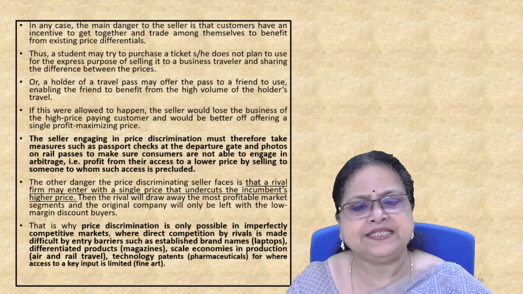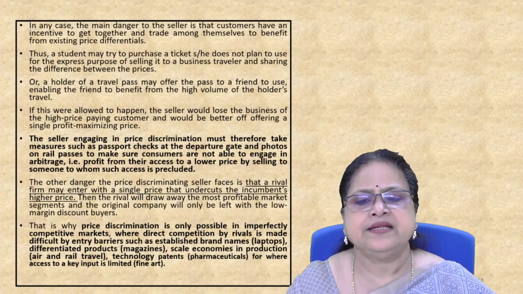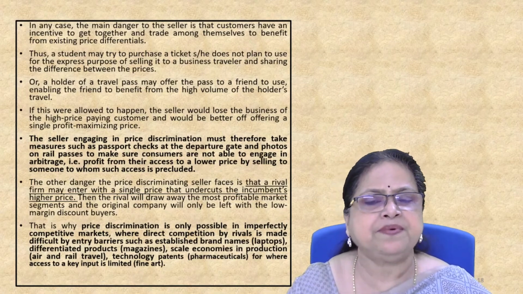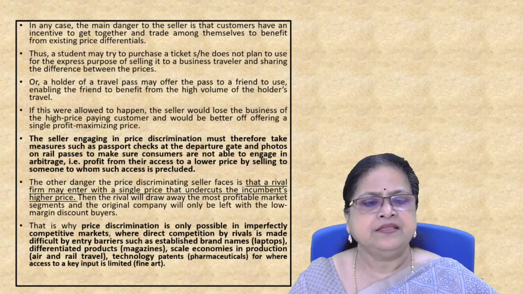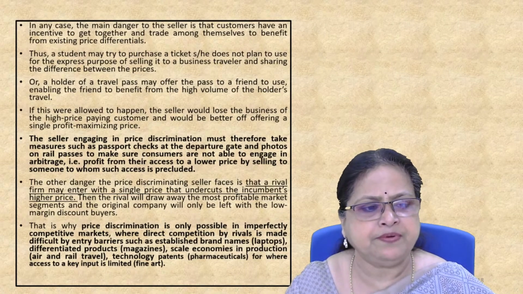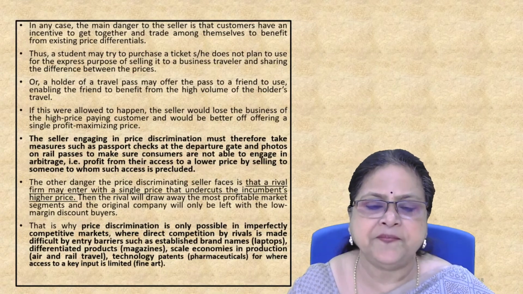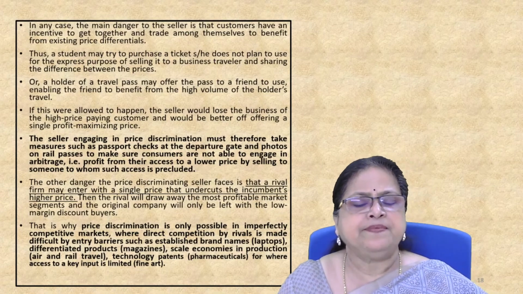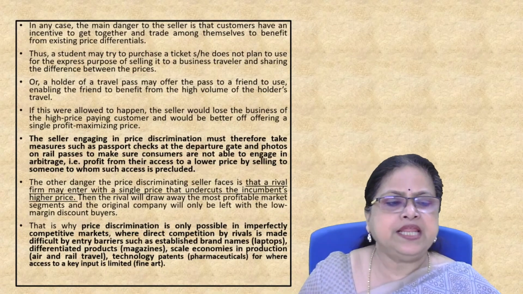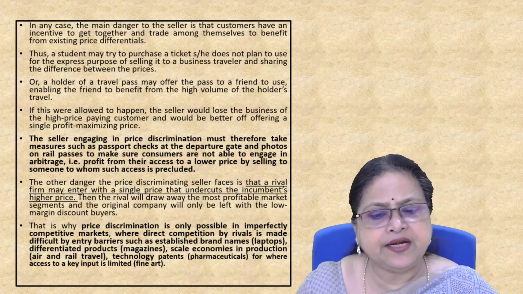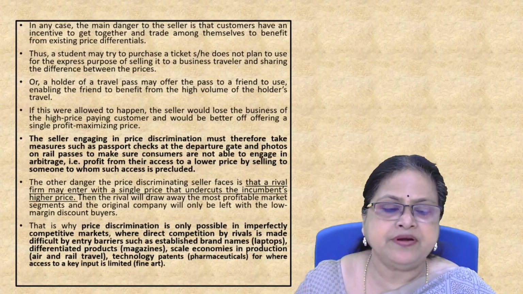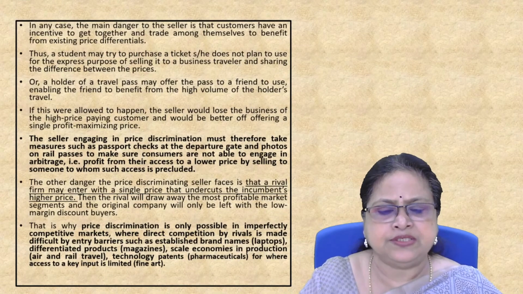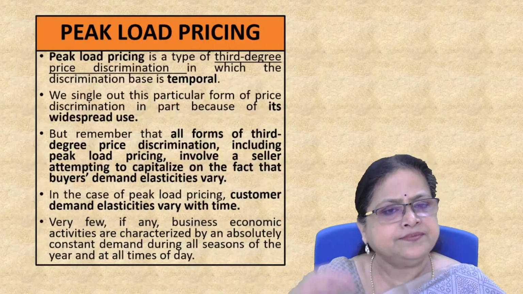The other danger the price-discriminating seller faces is that a rival firm may enter with a single price that undercuts the existing firm's higher price. Then the rival will draw away the most profitable market segments, and the original company will only be left with the low margin discount buyers. That is why price discrimination is only possible in imperfectly competitive markets where direct competition by rivals is made difficult by entry barriers such as established brand names and differentiated products. These things we have discussed in our earlier units.